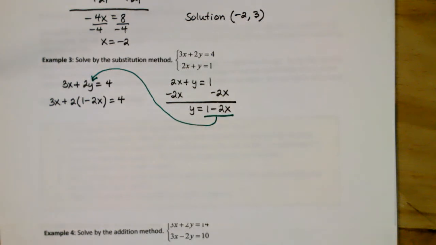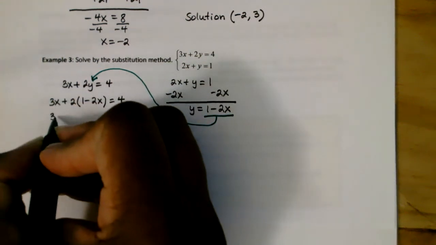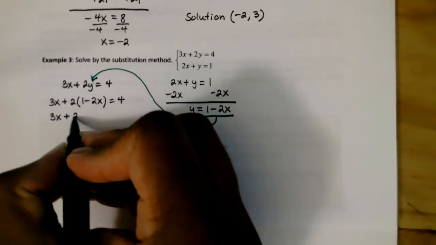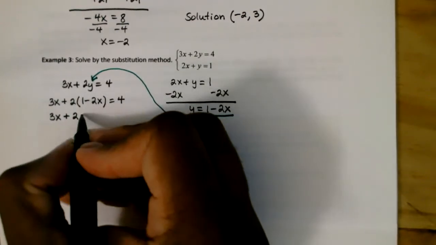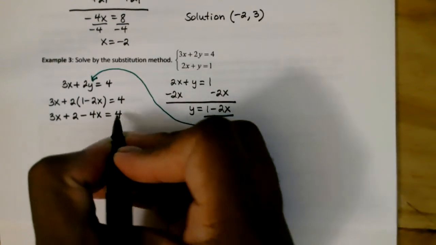So now I have an equation in one single variable. So I'm going to remove the parentheses and combine like terms here. So I'll bring down the 3x, and then plus 2 times 1 would be plus 2, and then 2 times minus 2x would be minus 4x, and that's equal to 4.